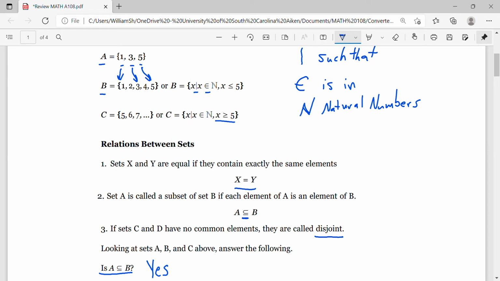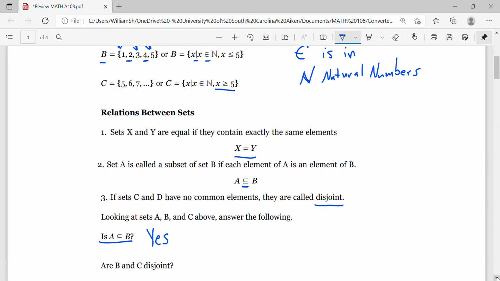Now, is B a subset of A? No, because B has 2 and 4 here, and 2 and 4 are not in A. So it doesn't necessarily work both directions. Sometimes it does, but honestly, if it works both directions, they're more equal. They are still subsets, but they're more equal. I hope you caught what I said there. If not, you can go back and refresh on it.